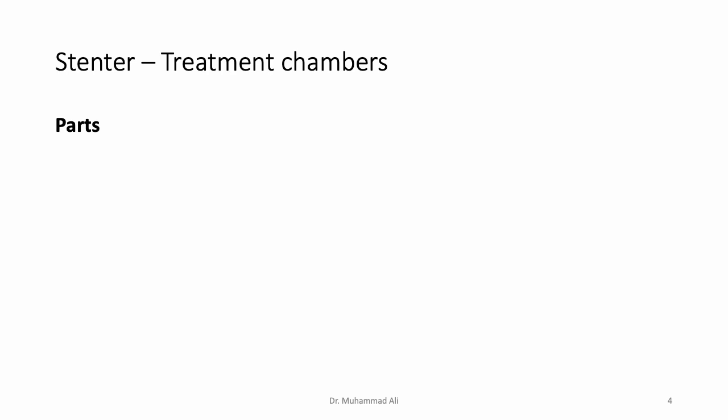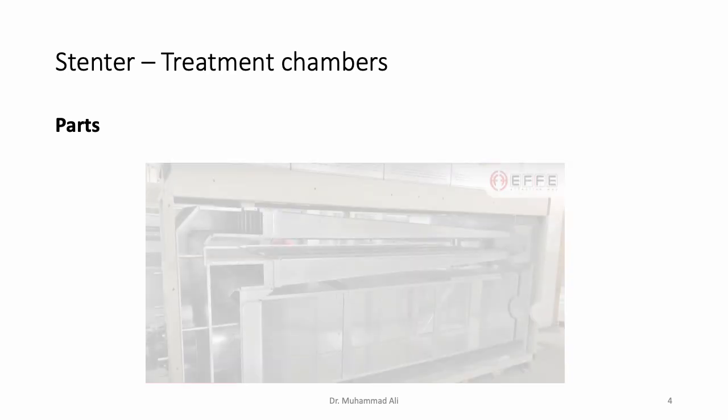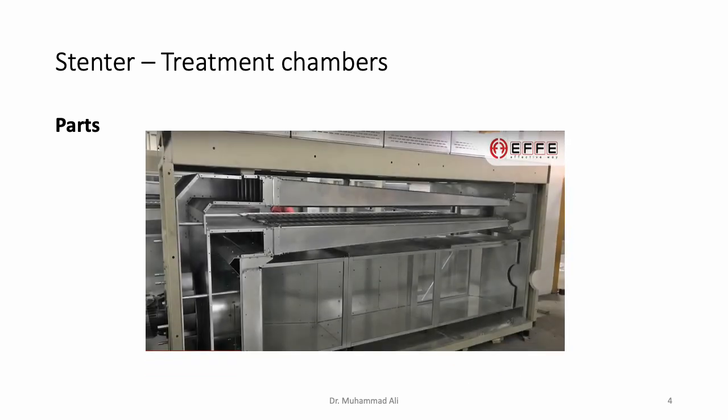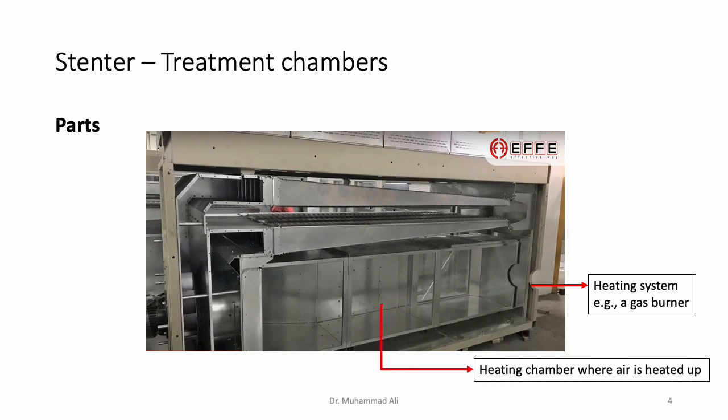Let's look at the parts that are provided internally in a Stenter treatment chamber. We are first going to look at the parts with the help of this actual cross section of a treatment chamber. And then in the next slide, we are going to talk about the parts again with the help of a schematic. So on one side of the treatment chamber, a heating system is provided, for example, a gas burner. We will talk more about it. There is this large chamber type thing in which the process medium, for instance, air, is heated up with the help of the heating system.